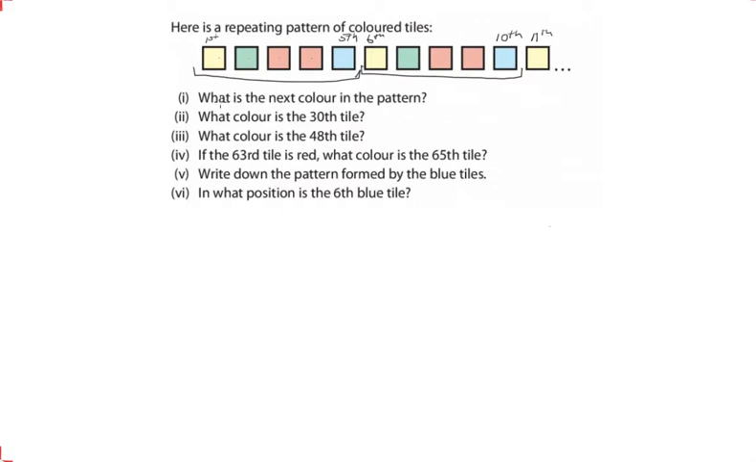Okay. So what is the next color in the pattern? All right. Well, the last color that we can see in the pattern is yellow. So what comes after yellow? Green. That's fairly straightforward. Green.